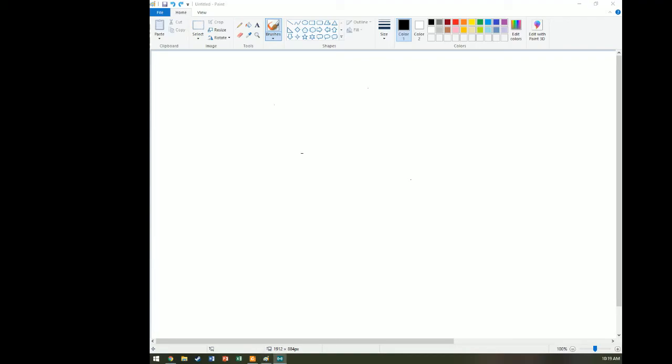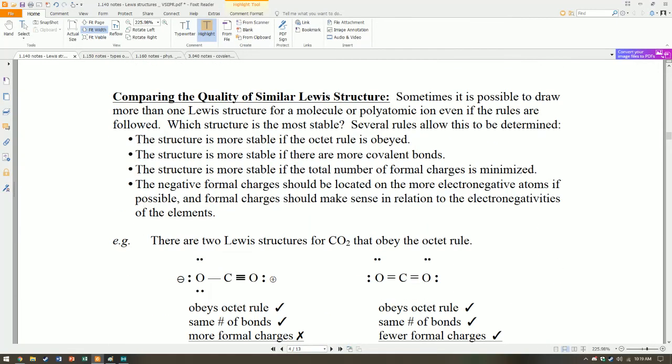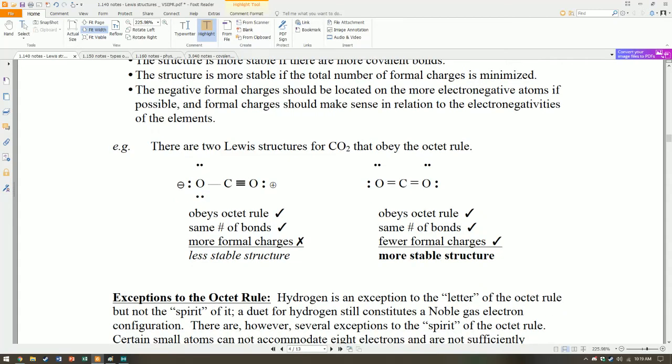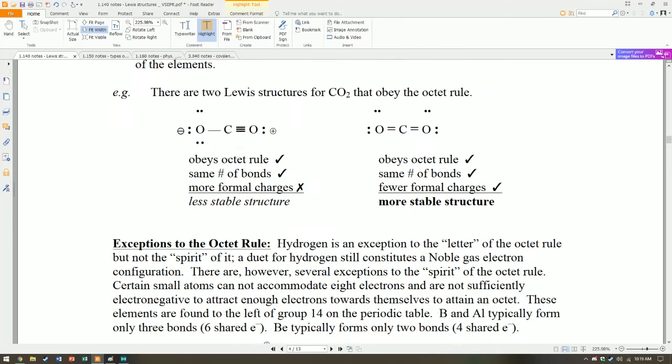Alright, going back to the main screen here. Generally, when you draw Lewis structures, you want to minimize formal charges. So here, although this technically does obey the octet rule, there are formal charges here, plus and minus, which is still 0, but this just has 0 all around. So this is a more stable structure, since there are fewer formal charges.